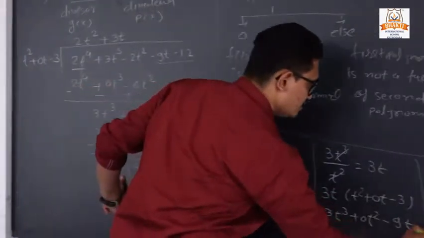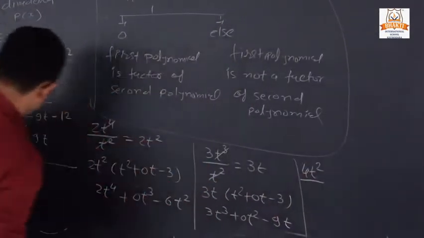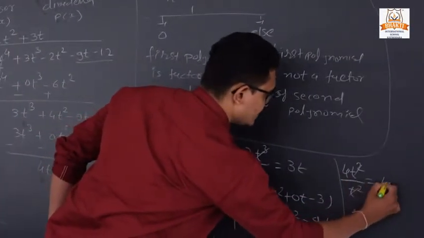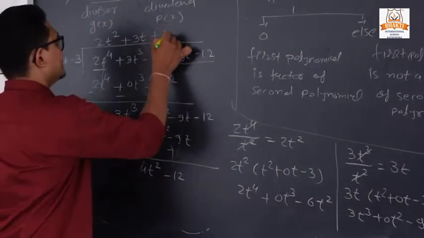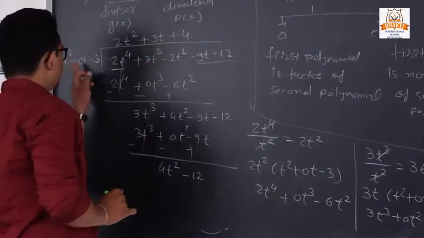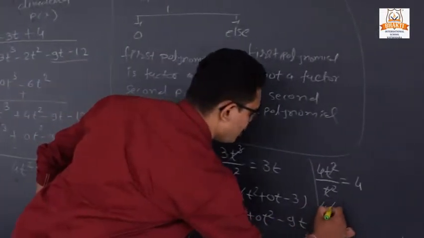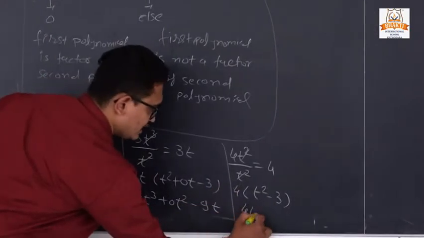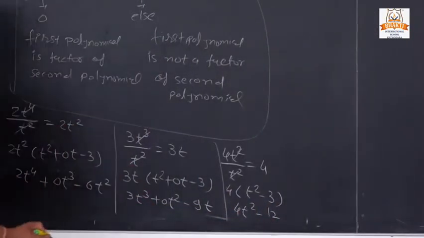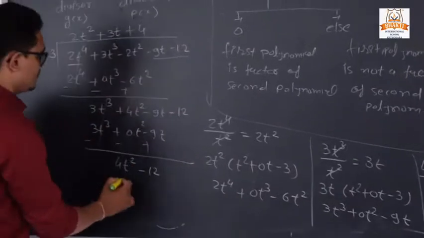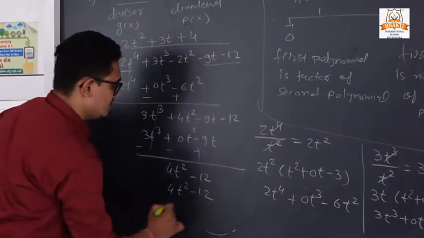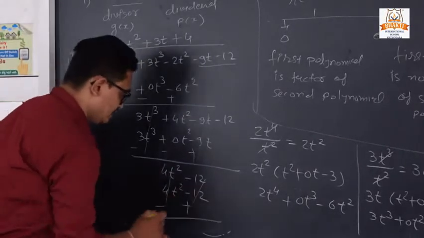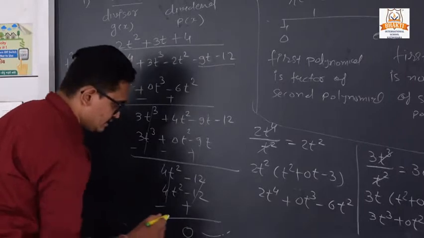Now the last, 4t square is divided by t square. So t square cancels, and the answer is 4. Here we write 4. Now 4 is multiplied with both terms: 4 in bracket t square minus 3. So now it is 4t square minus 12. Here we write 4t square minus 12. Now we change the sign. So these both cancel, because plus minus is 0.